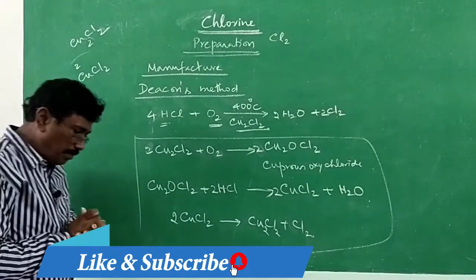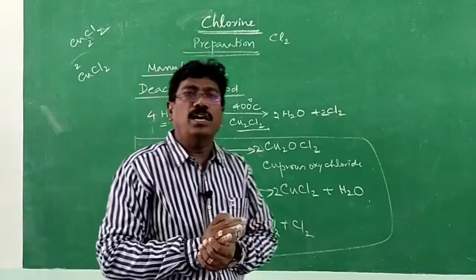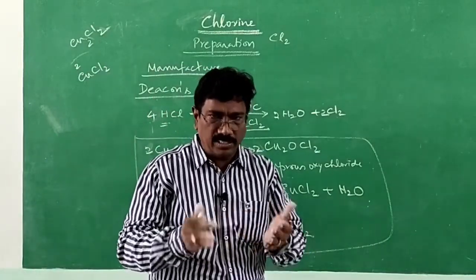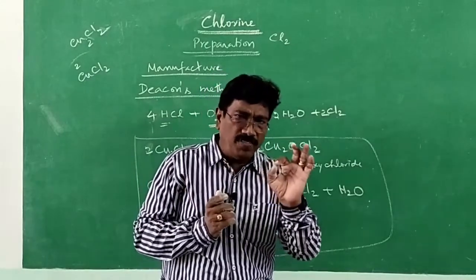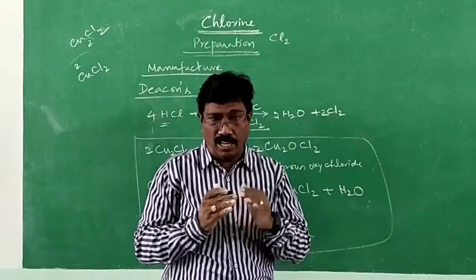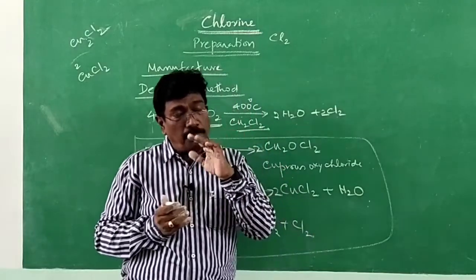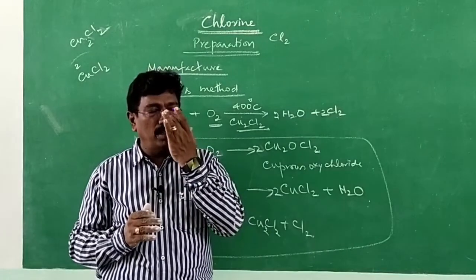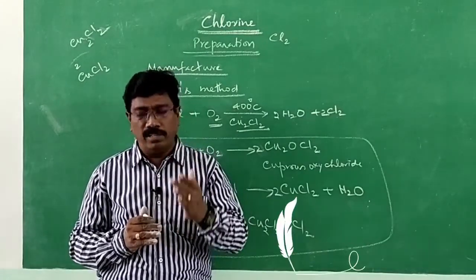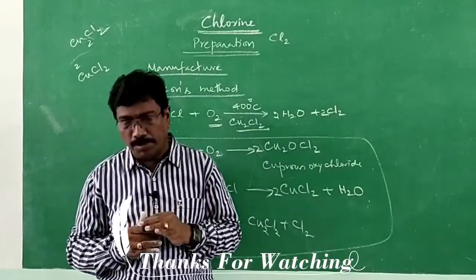So with that, we end up with the preparation and manufacture of chlorine. In the next class, let us go into the chemical properties, with a little bit of physical properties of chlorine. We can say almost all the physical properties we have touched on already. When I start to explain the properties of chlorine, we will be going into physical as well as chemical properties. Thank you.